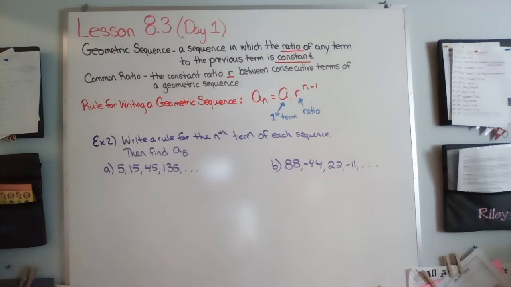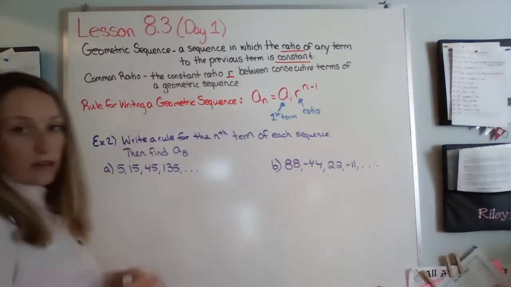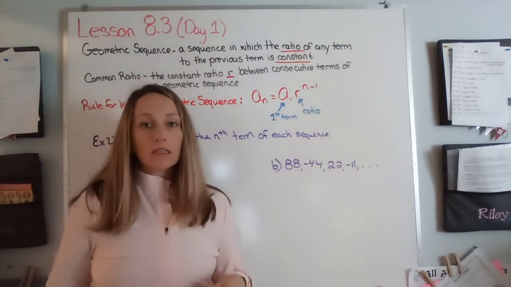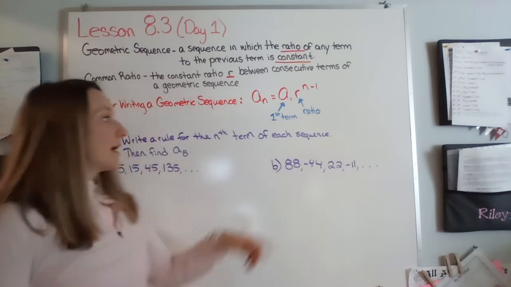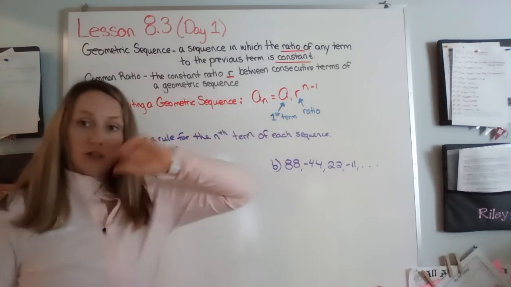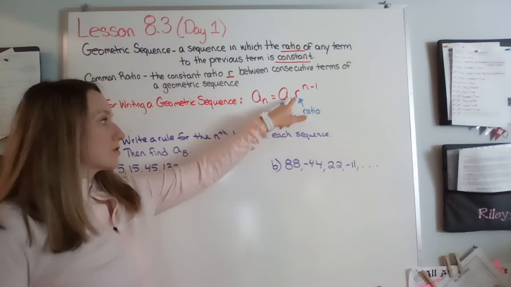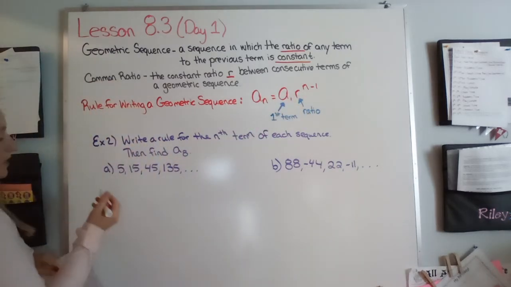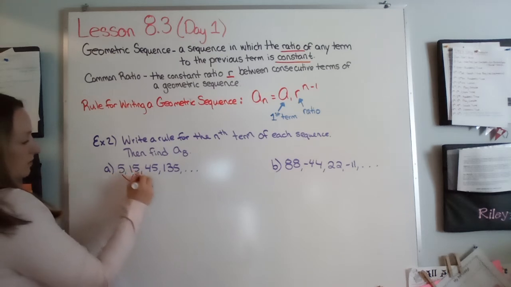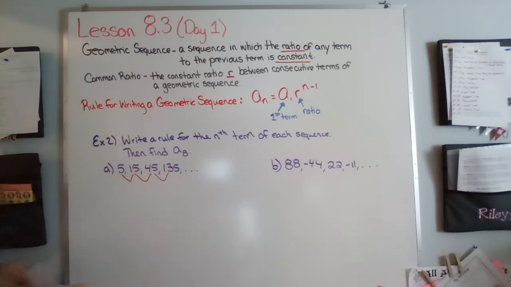Okay. So we need 2 key pieces of information in order to write the rule. Just like with our arithmetic sequences, we needed to know the first term and the common difference. For geometric, you need to know the first term and the common ratio r. Okay? So first find the common ratio. Make sure it is geometric. So what am I multiplying by to get from one term to the next? Again, if you can just look and identify it, that's fine.